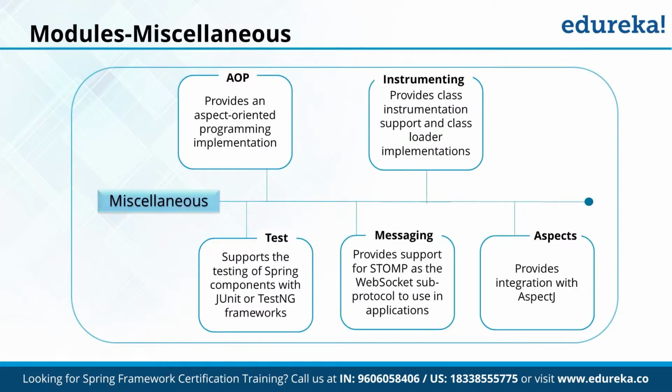The few miscellaneous modules which are available in the Spring Framework include AOP, right? AOP is where you are going to fulfill the cross-cutting concerns. Then we got instrumenting, where we provide the class instrumentation support and class loader implementation. We got aspects, right? Aspects provide the integrations with AspectJ, and AspectJ is something where we're gonna fulfill the cross-cutting concerns exactly.